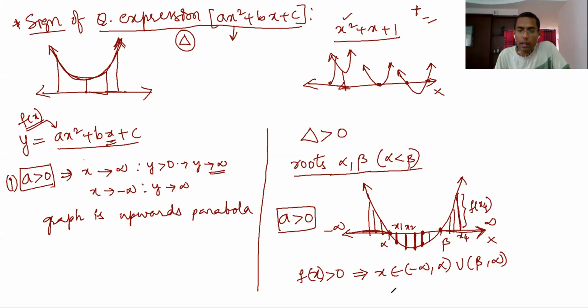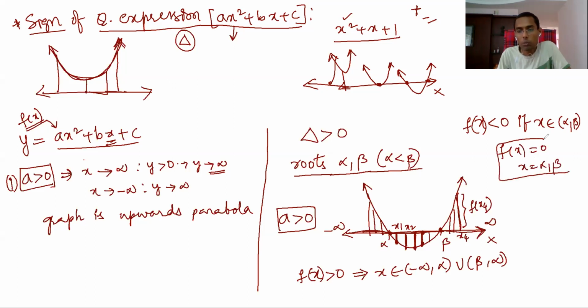So now, the next one is f of x less than 0, negative. When is it negative? When it lies between the roots. If x is between the roots alpha beta, it is negative. So f of x is 0 when x equals alpha, beta, because alpha and beta are the roots. For alpha, the f of x value is 0. For beta, the f of x value is 0. More than beta, it is positive. Less than alpha, it is positive. Between alpha and beta, it is negative. This is not the theoretical way. This is by using the graph directly that we understood like this.